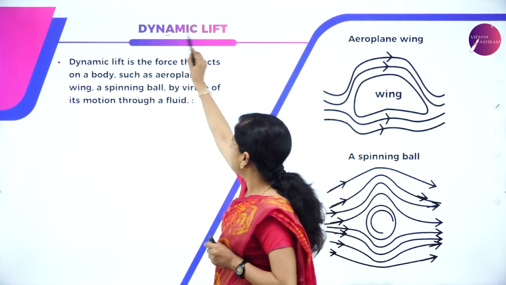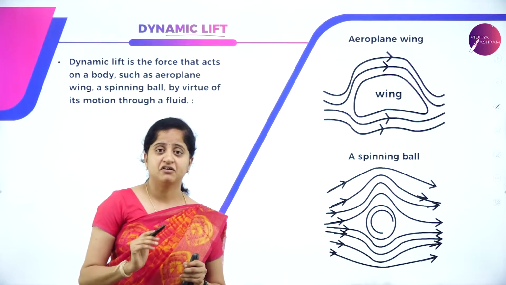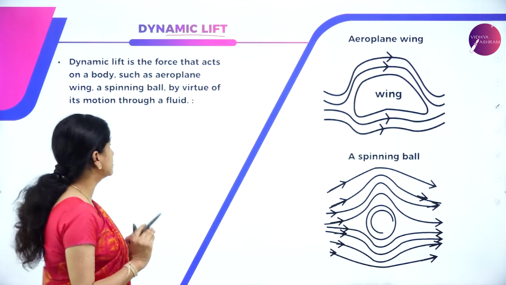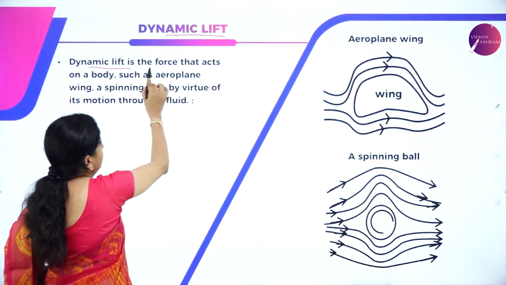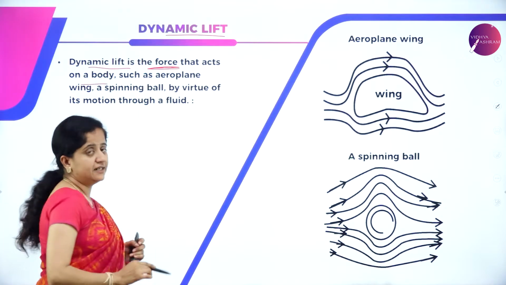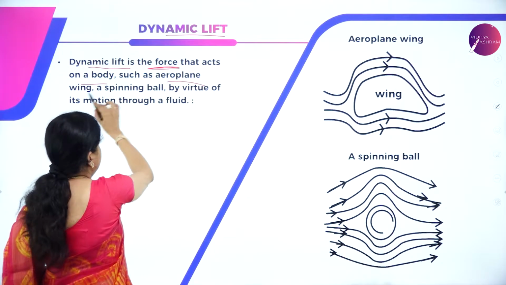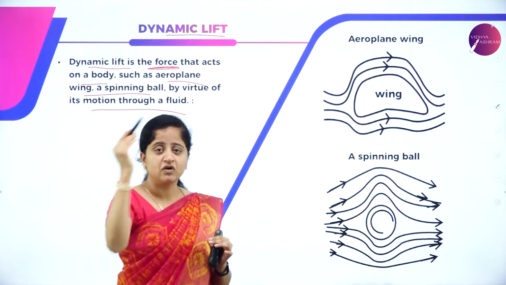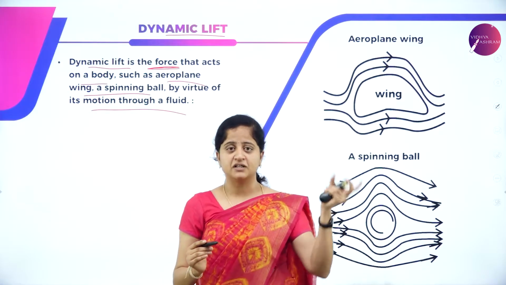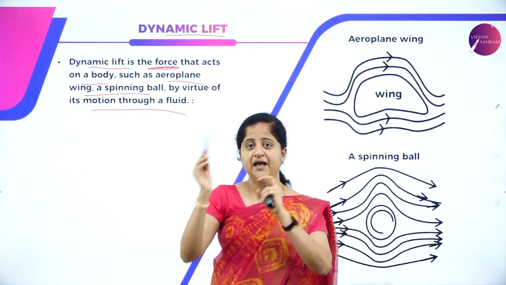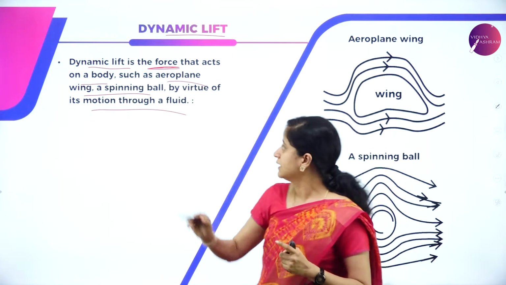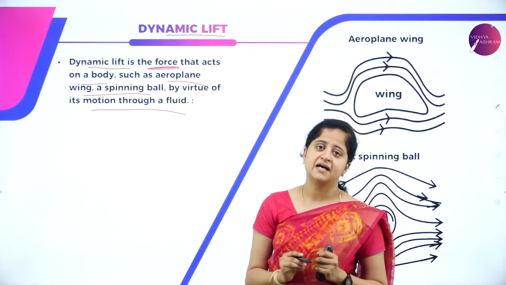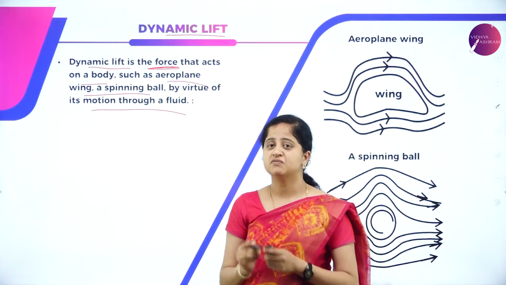Next we have dynamic lift, another illustration of Bernoulli's theorem. What is the meaning of dynamic lift? Why is it called so? Dynamic lift is nothing but the force that acts on a body such as aeroplane wings and a spinning ball by virtue of its motion through a fluid. An aeroplane moves in air and a spinning ball also moves in air. Air is nothing but a fluid. So dynamic lift is the force that acts on a moving body such as aeroplane wings or a spinning ball that moves in a fluid.